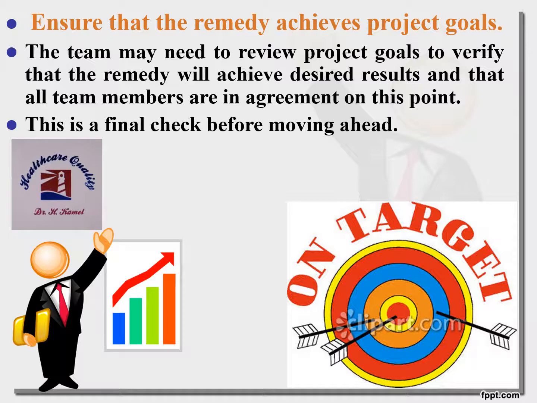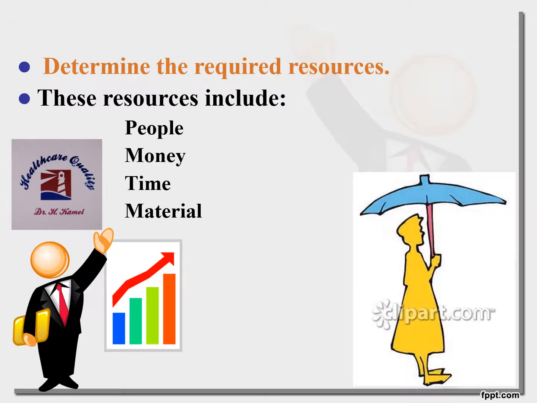Ensure that the remedy achieves project goals. The team may need to review project goals to verify that the remedy will achieve desired results and that all team members are in agreement on this point. This is a final check before moving ahead. Determine the required resources. These resources include people, money, time, and material.